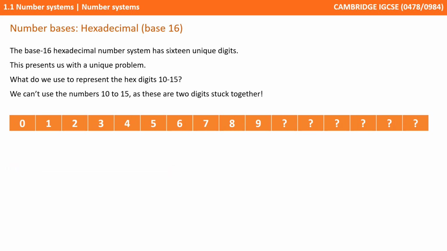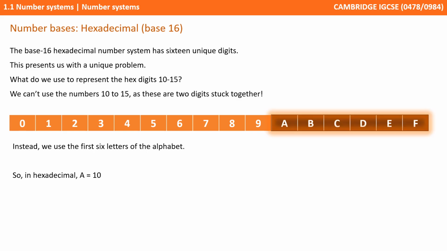So hexadecimal is a base 16 number system, and it follows exactly the same principles as the other number systems we've just been looking at. The only difference is with hex, we have 16 unique digits. Now, this obviously presents us with a bit of a unique problem. What do we use to represent the hex digits 10 to 15? We can't simply use our decimal numbers 10 for 10 or 15 for 15, as these are two digits stuck together.